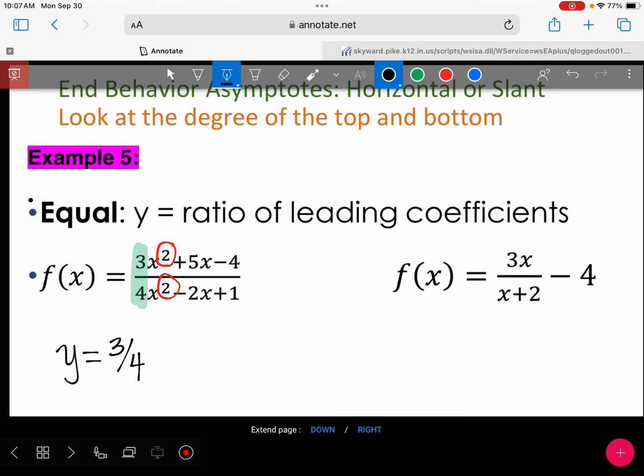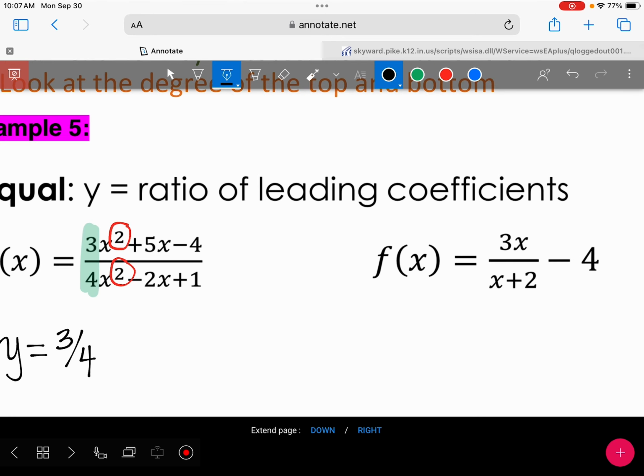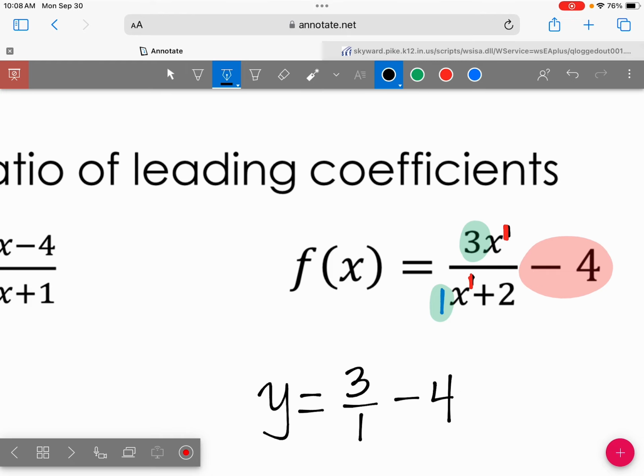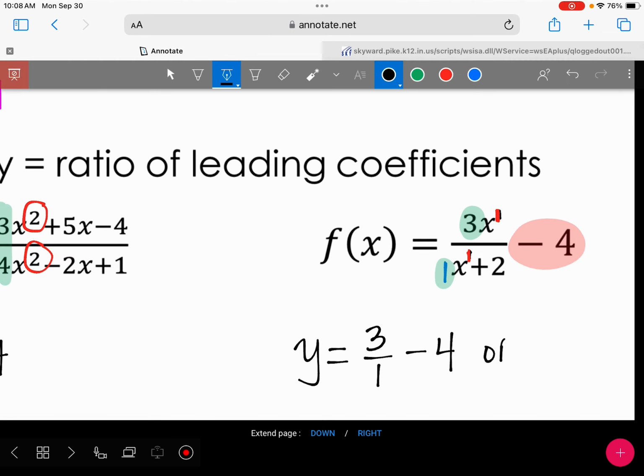For the second example, it's not a single fraction, but it is balanced because they're both first degrees. So because they're both first degrees, we're still going to divide. We're going to divide 3 by 1, and then we have to include this minus 4. We have to subtract it. So our end behavior will be 3 divided by 1 and then minus 4, which is the same as y equals negative 1.